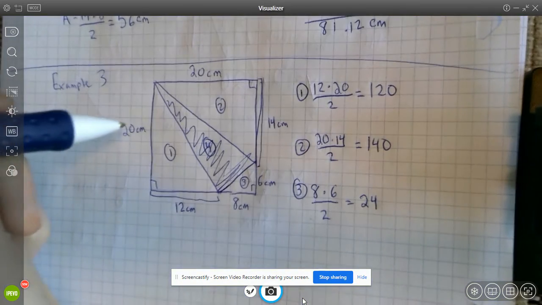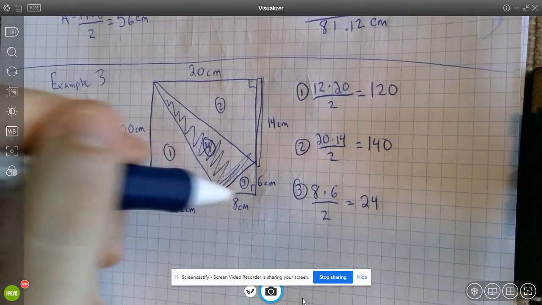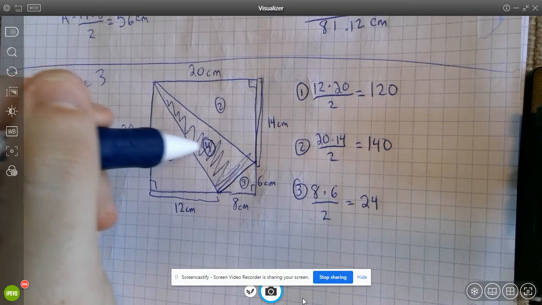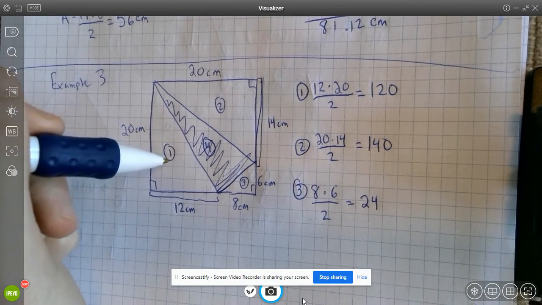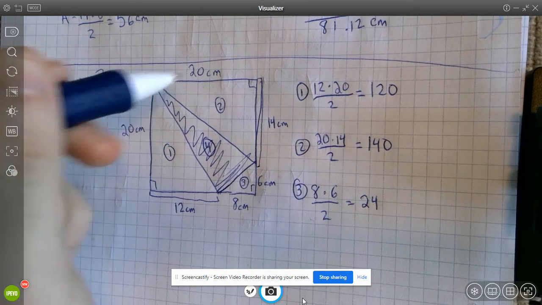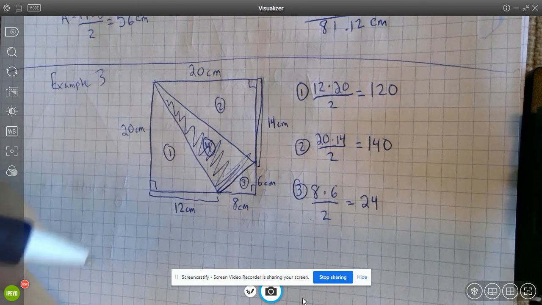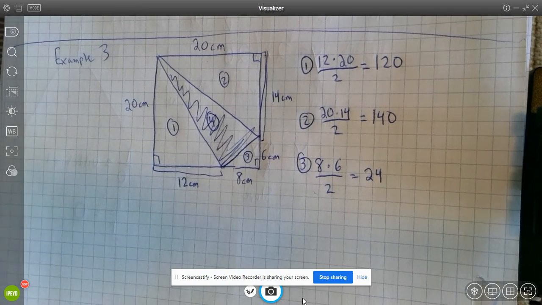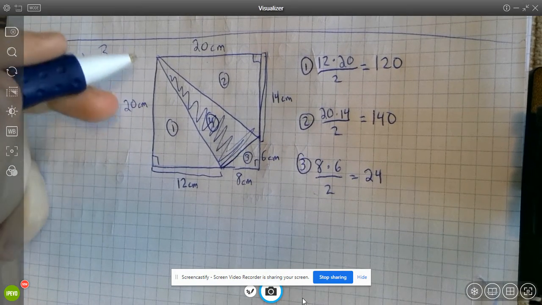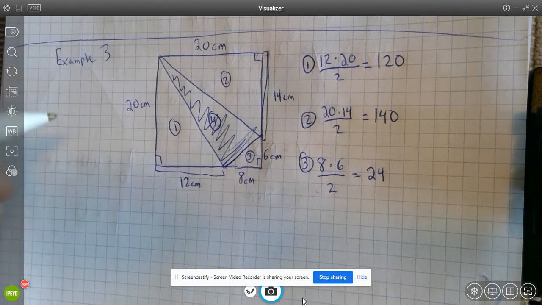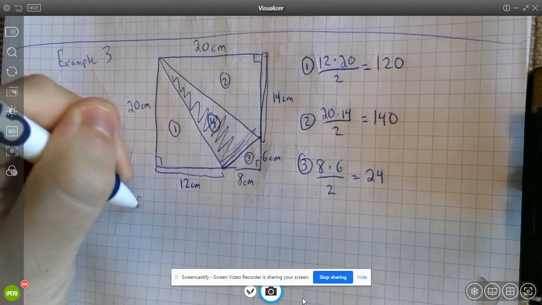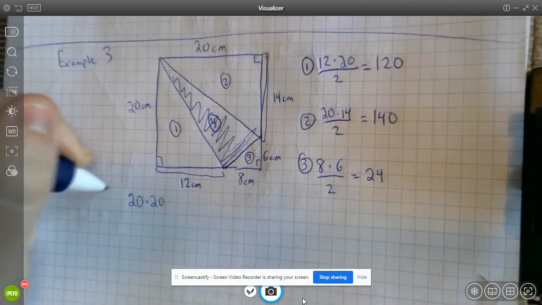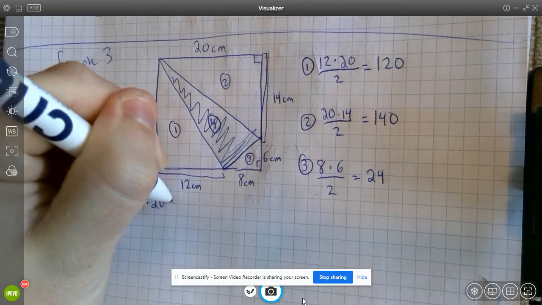Now that we have the areas of all 3 of these triangles, we still have to find the area of 4. We don't know what the height is. We don't know what the base is. Is there anything else in this diagram that we can find the area of? Hopefully at this point you realize that we do have a square here, and we know how to find the area of the entire square. It's just going to be length times width, which is 20. So 20 times 20, this is for the square, is 400.